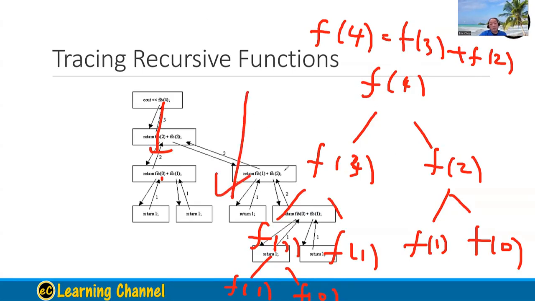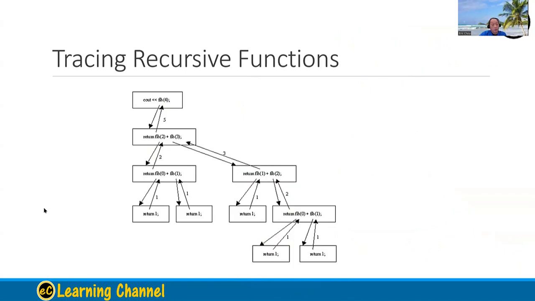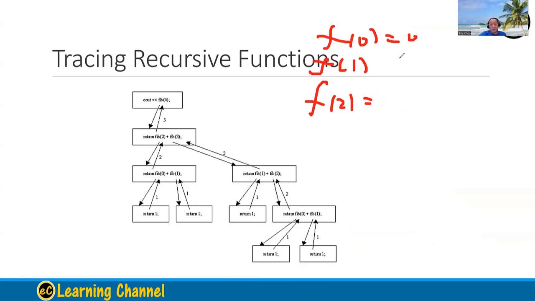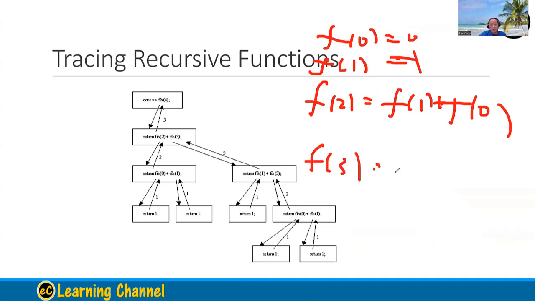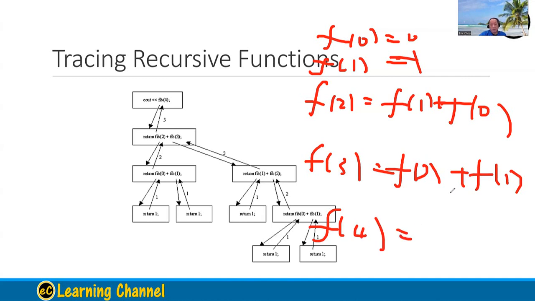This is called top-down trace. So you can do top-down. However, you can also do bottom-up. So when you do bottom-up, you have f of 0 equals 0, f of 1 equals 1, f of 2 equals f of 1 plus f of 0, f of 3 equals f of 2 plus f of 1, f of 4 equals f of 3 plus f of 2.